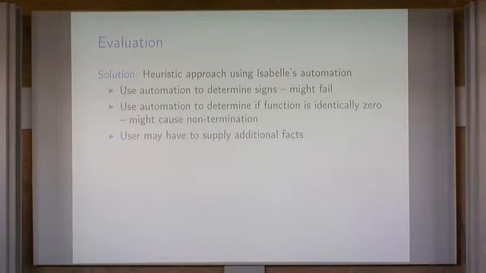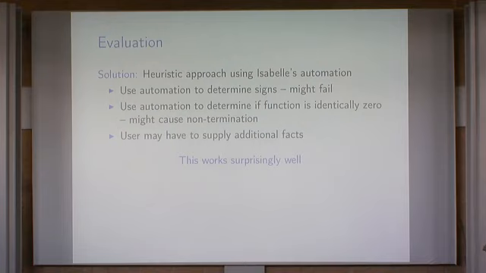Yeah, and as I said, if the automation really does run into problems, then the user might just have to supply some additional facts to make it work out. And this very simple approach works surprisingly well. I've run into some examples where you really had to prove some simple stuff before it works, but I never ran into any big problems where you had to prove something very complicated. So it was always really simple stuff.